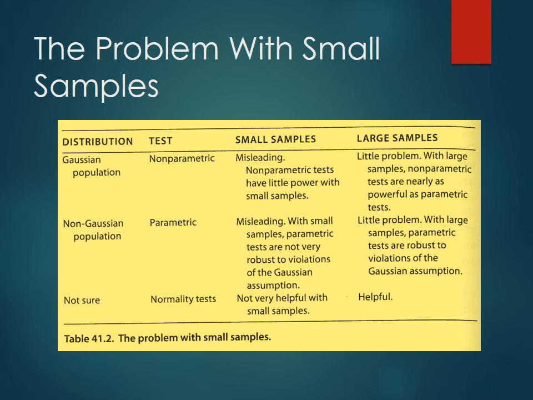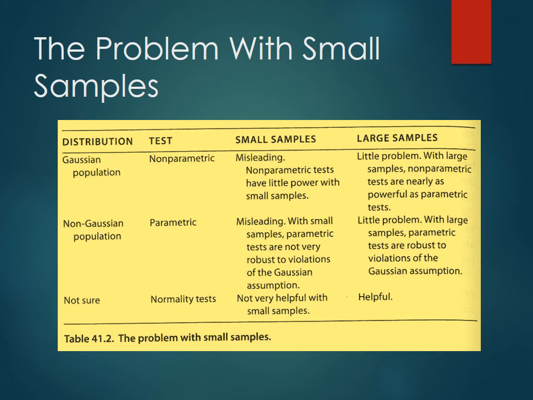Okay, so the other thing, especially why you might want to use non-parametric tests versus parametric tests, is if you're dealing with very small sample sizes. You run into some issues. With a Gaussian population, if you're using a non-parametric test, it can be a little misleading, because the problem is you may not have enough power to actually show a true difference if it's there. So you can run into the issue of making a type 2 error with some regularity.